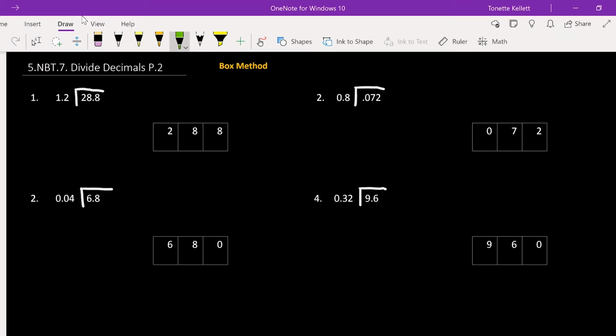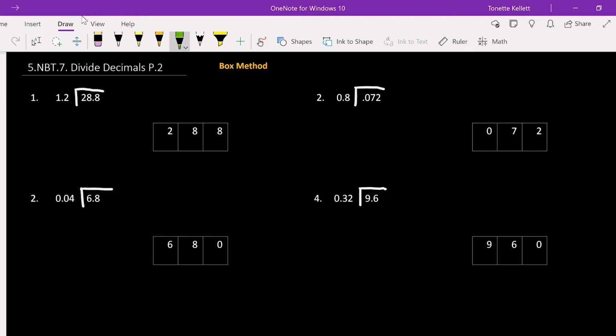So take a look at number 1. We're going to do 4 problems today. You have 28 and 8/10 divided by 1 and 2/10. It's easier to move the decimals while it's still written with the standard algorithm before you put it into the box method. So we're going to move the decimals while it's still in the standard algorithm. Whatever you do to the divisor, you have to do to the dividend.